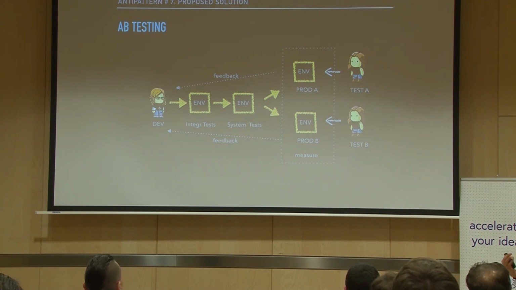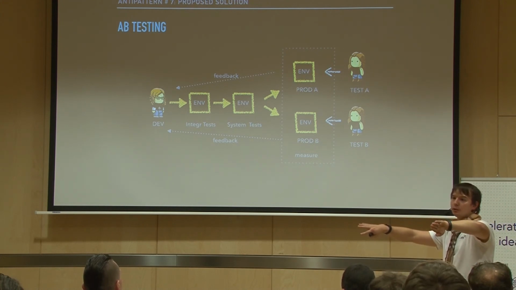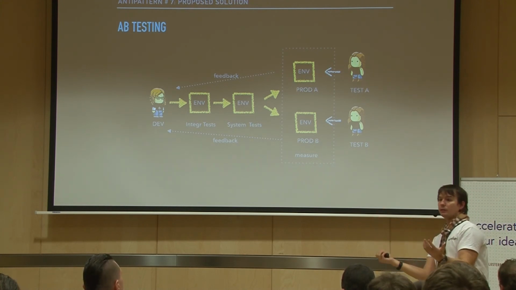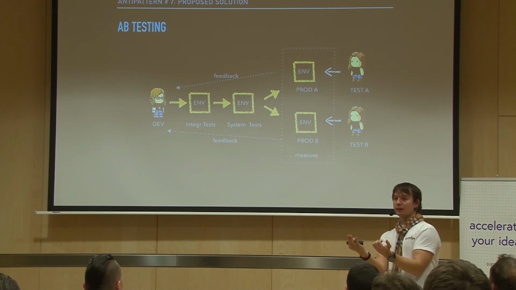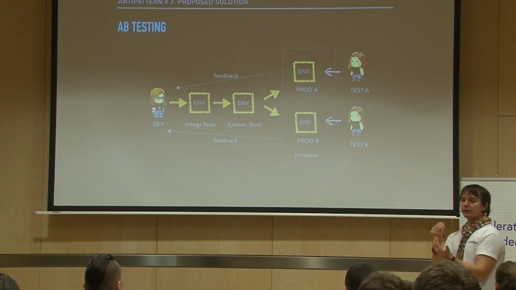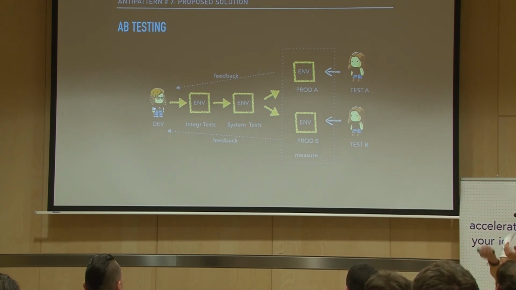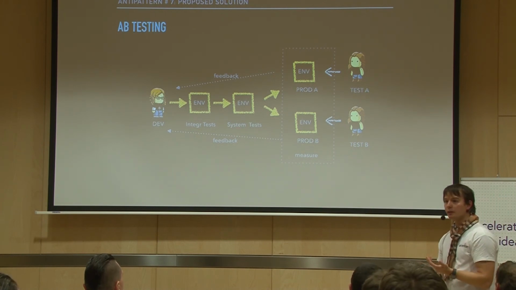split the users into different focus groups and let one group try the feature as early adopters, and another group will not have this feature. And then we can compare the metrics, which, by the way, you can automate very easily with telemetry tools.